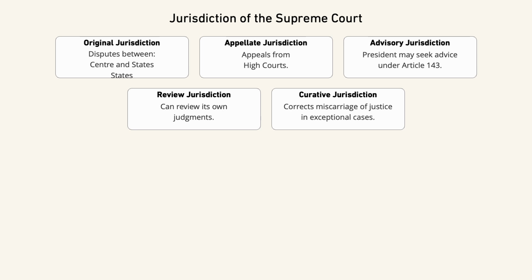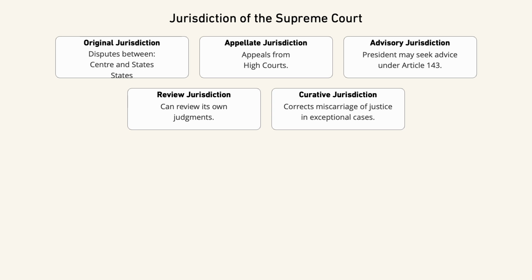Now, what is the jurisdiction of the Supreme Court? Original jurisdiction, appellate, advisory, review, curative. Please go through it first. So original, appellate, advisory, review, curative jurisdiction. Now, for curative, it's a little complicated, but the rest I think is very easy to understand.